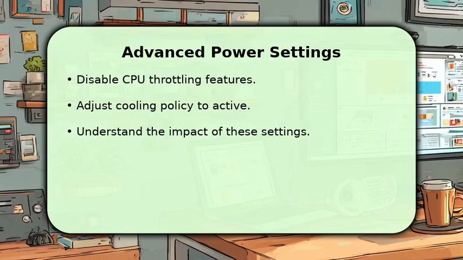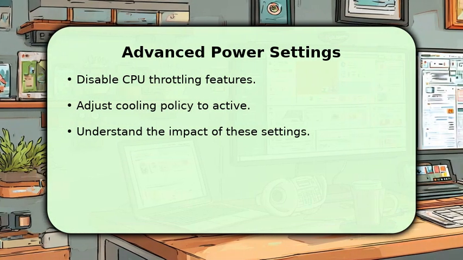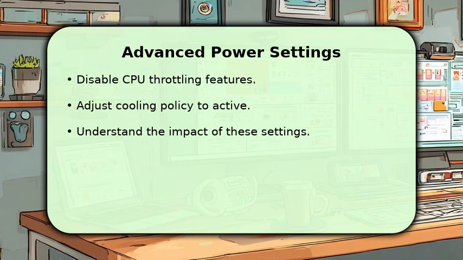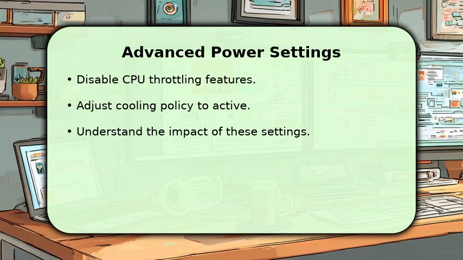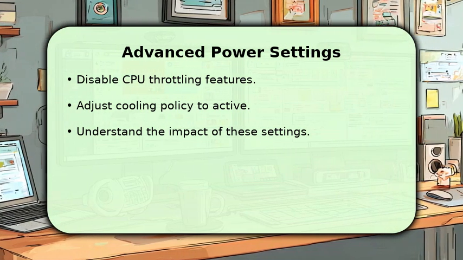Continuing with advanced power settings, it's crucial to disable any CPU throttling features that might be active. Look for options like Intel Speed Step or AMD Cool Quiet in your BIOS or UEFI settings, and consider turning them off if maximum performance is your goal.